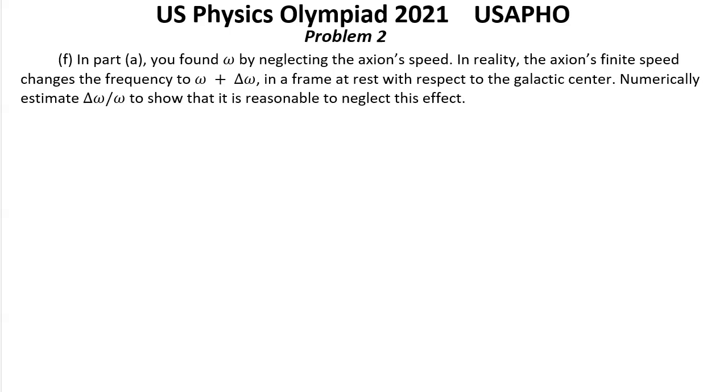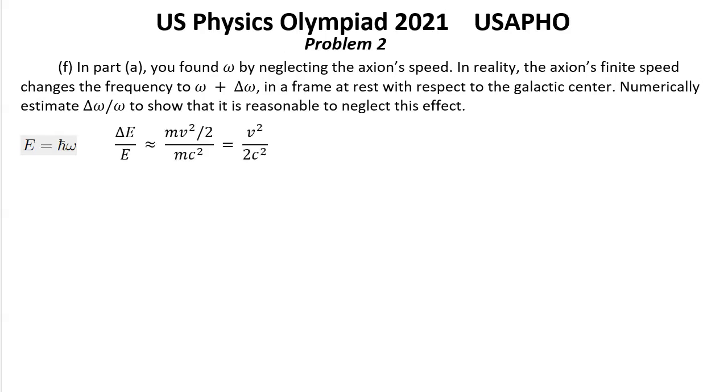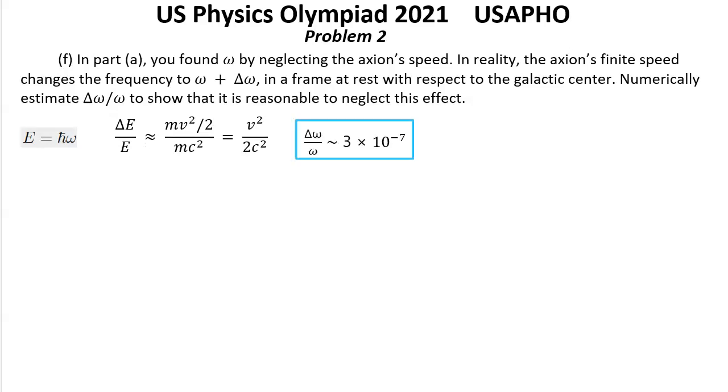Solution. Because energy E equals h omega, we need to see how the energy is changed. We have delta E over E approximately equal to mv squared over 2 divided by mc squared, which is v squared over 2c squared, where we used the fact that v computed above is non-relativistic. We thus find that delta omega over omega is approximately 3 times 10 to the power negative 7, which is as small as expected. Note that the usual Doppler shift formula would not work here. Trying to use it would get the wrong answer.